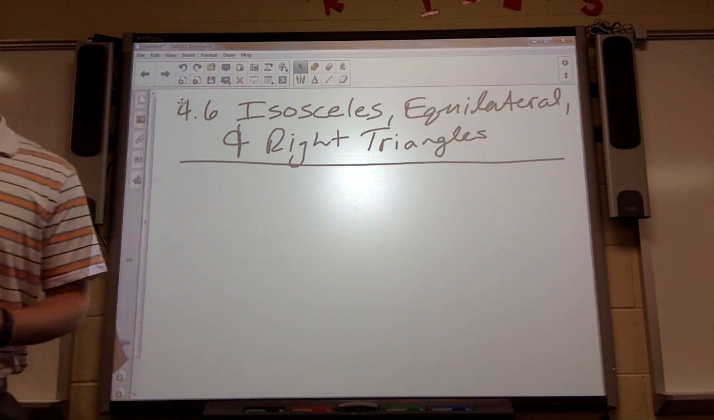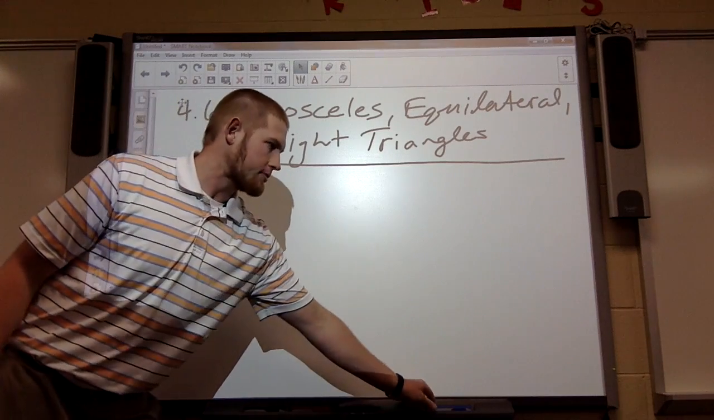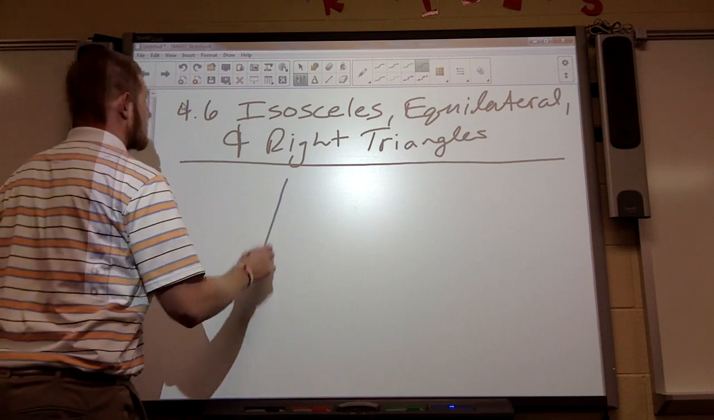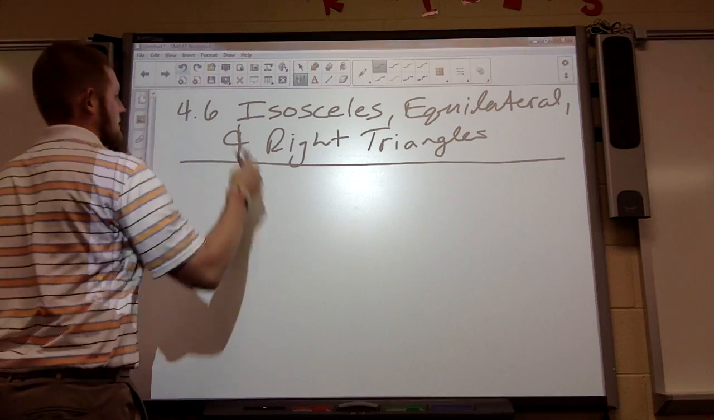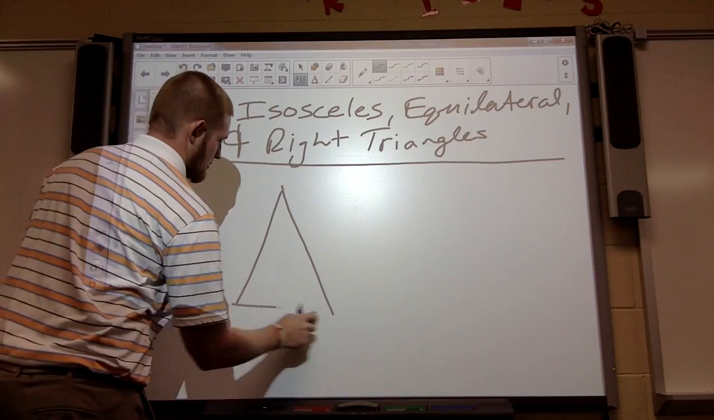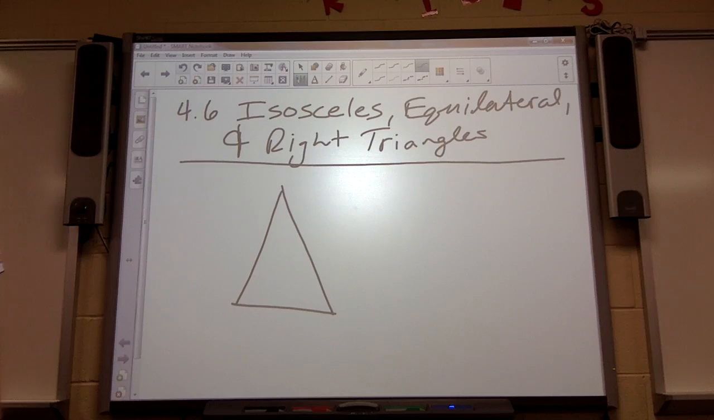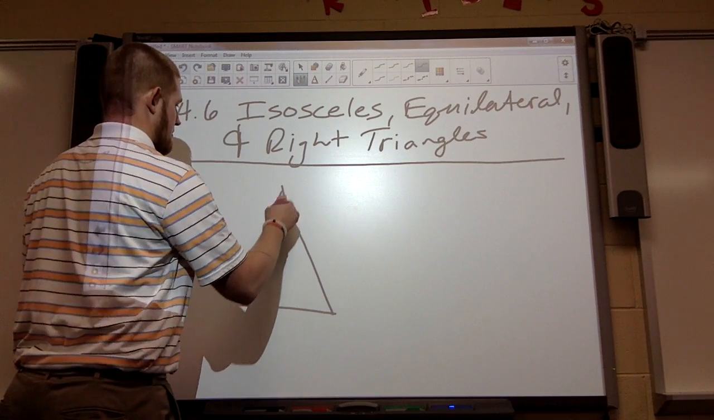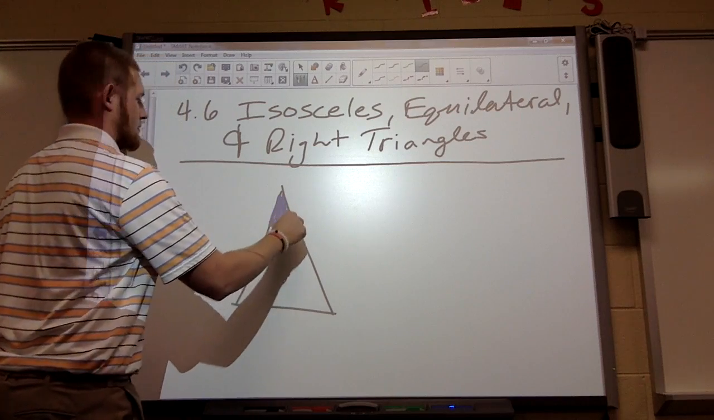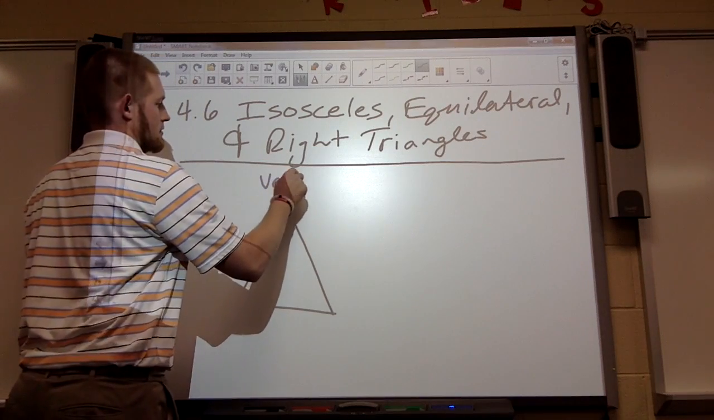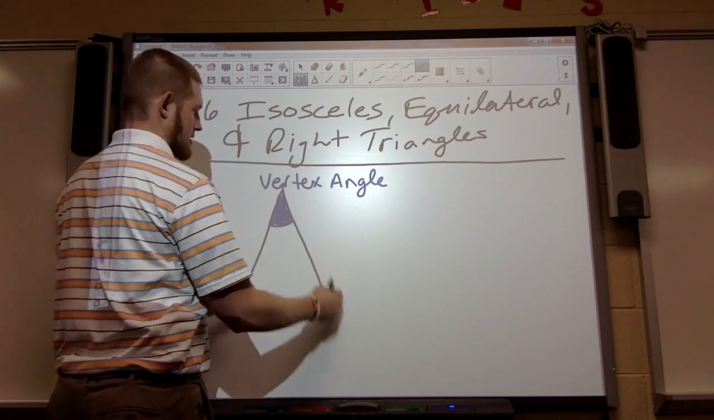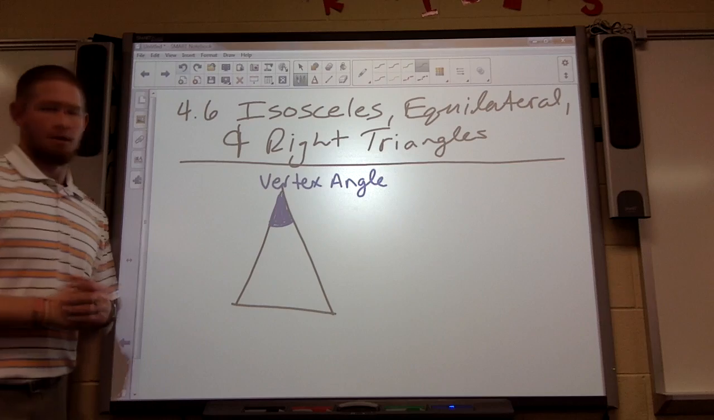Alright, first thing we want to talk about is just some basics of an isosceles triangle. I have my isosceles triangle here. The top of it, this right here, is what we call the vertex angle. It makes the vertex of the triangle. It's at the top. That is our vertex angle.